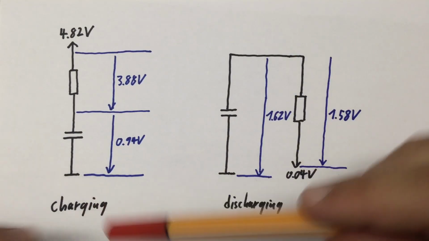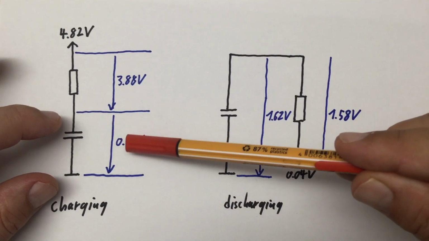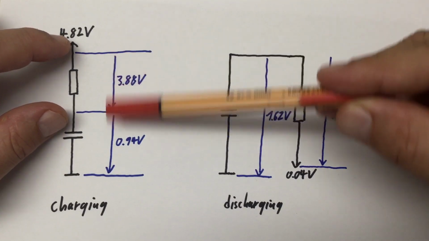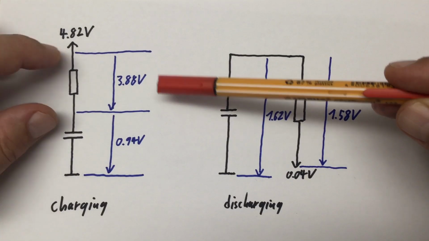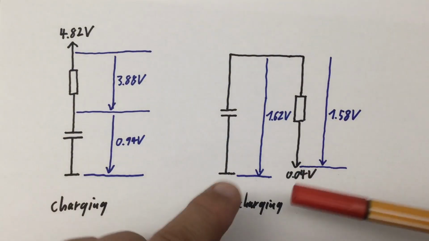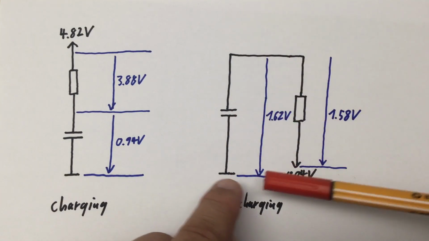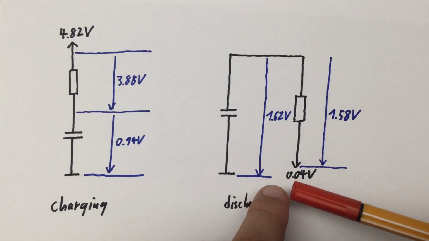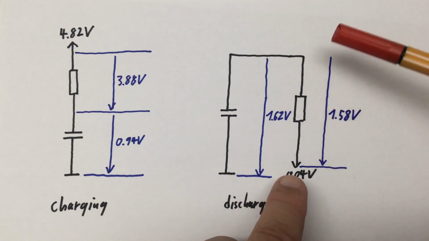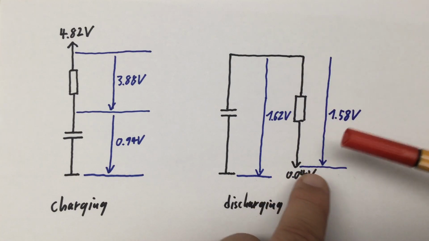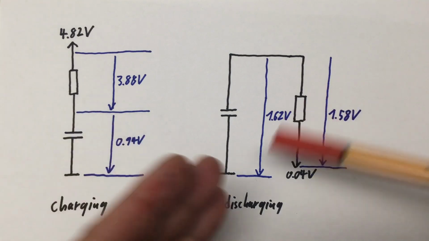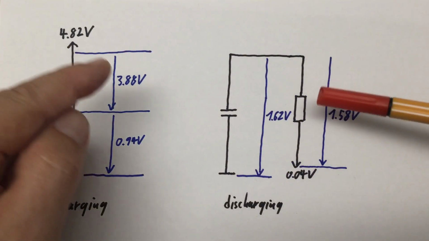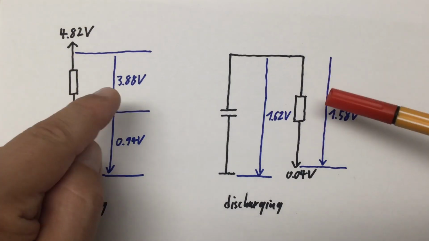Great. So when we start charging, our capacitor is at 0.94 volts and we charge our RC element with 4.82 volts. That leaves us initially a charging voltage across the resistor of 3.88 volts. While when we are discharging, initially our capacitor is already charged up to 1.62 volts and we are discharging over our 1 megaohm resistor to 0.04 volts, and that's initially a voltage across the resistor of just 1.58 volts. And that's the reason why the discharging takes much longer than the charging. The voltage is simply different. Larger for charging and smaller for discharging.